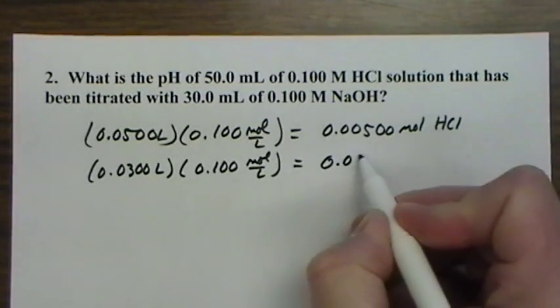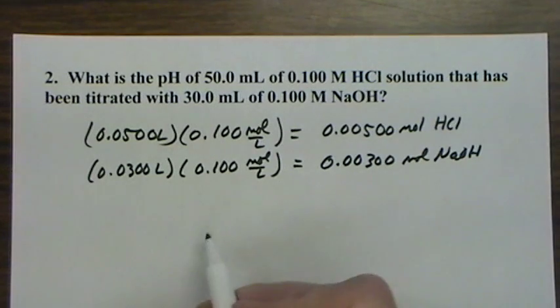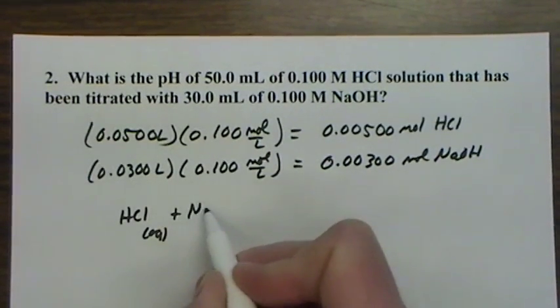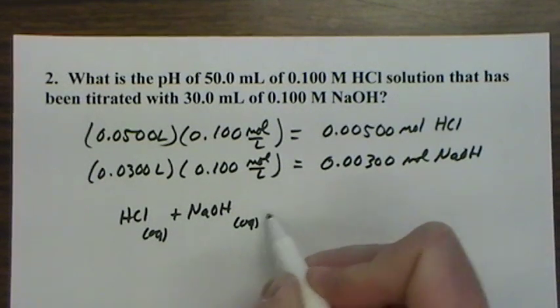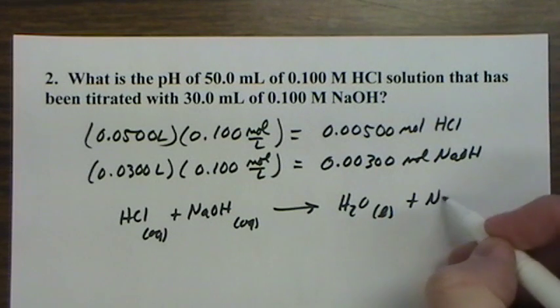So this is 0.00300 moles of sodium hydroxide. Now, HCl plus sodium hydroxide go to water and sodium chloride.